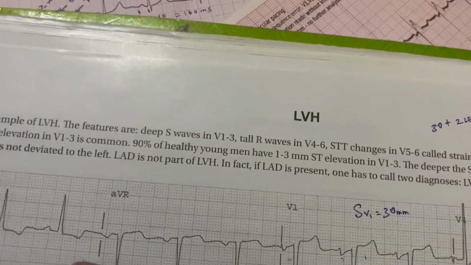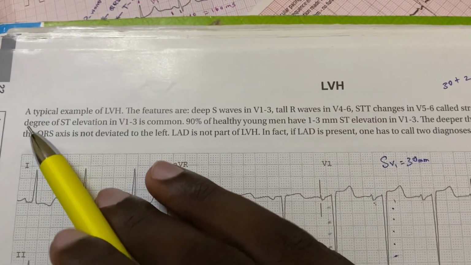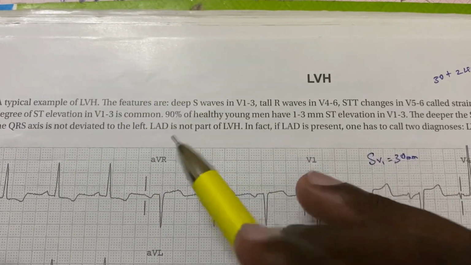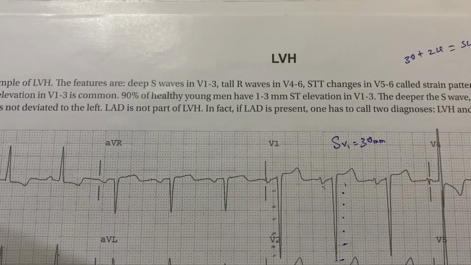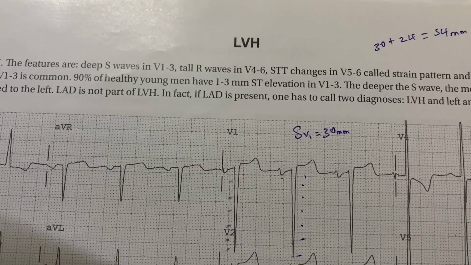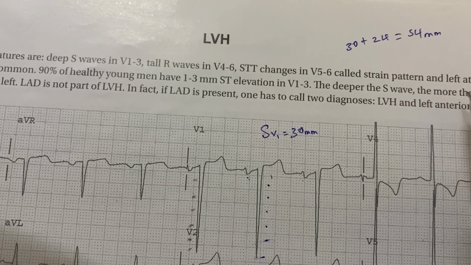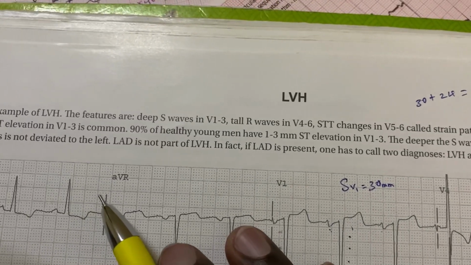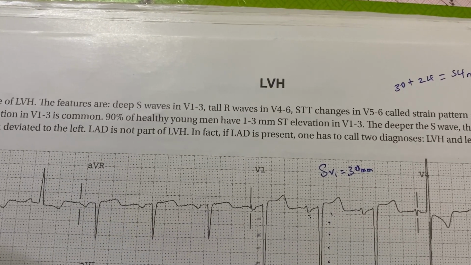We can read what they are saying here. They are saying a typical example of LVH. The features are deep S waves in V1 to V3, tall R waves in V4 to V6, STT changes in V5 to V6 called strain pattern, and left atrial enlargement. Some degree of ST elevation is there in V1 to V2. That is very common.